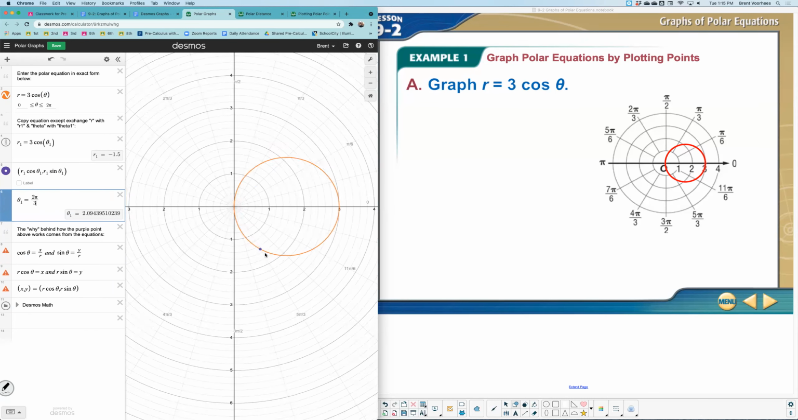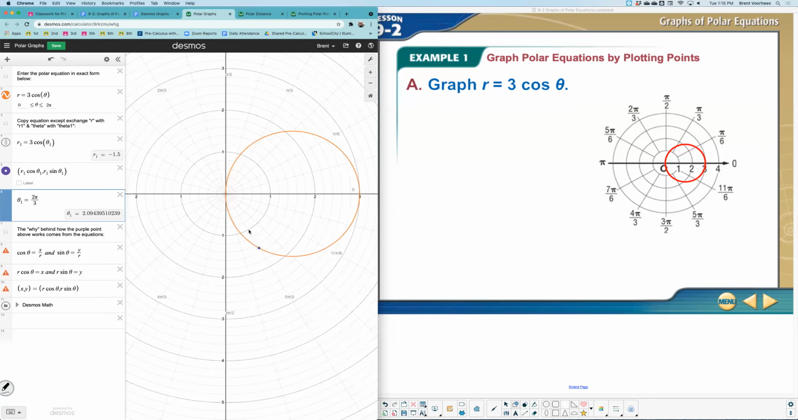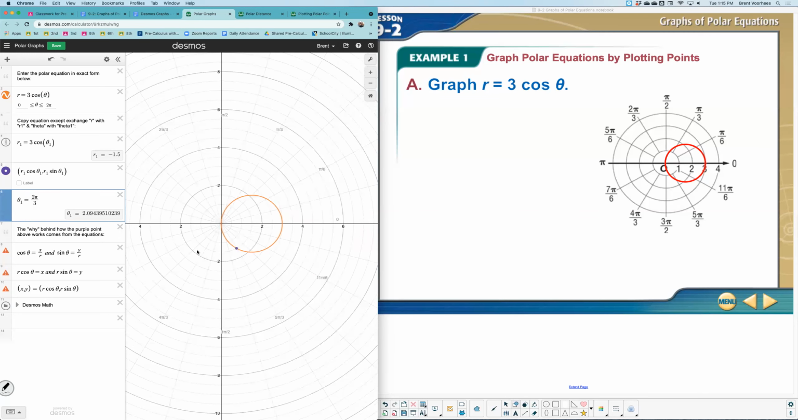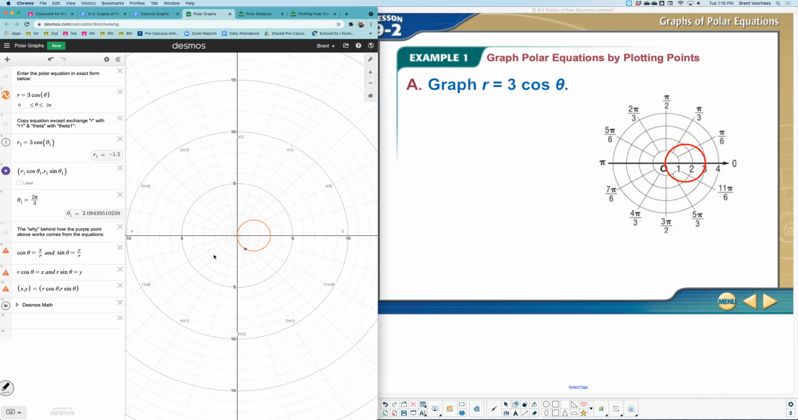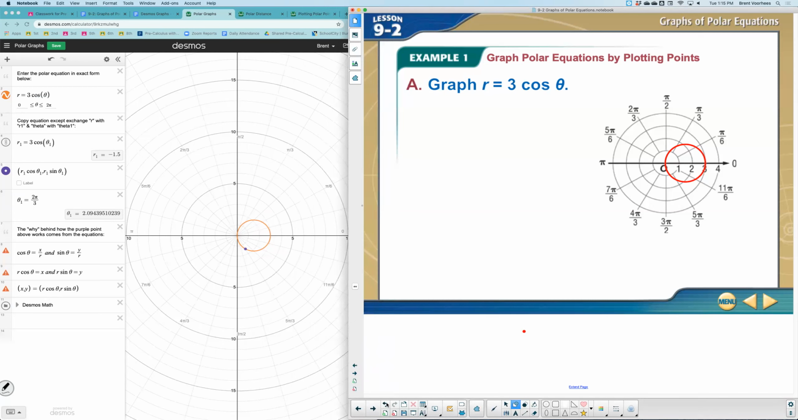If I zoom in, you can see that's right at like 1.5. There's one circle. Here's 2 circles. It's right in the middle of it. So that's kind of how polar graphs work. They're very interesting to see and to play out. All right, back to our notebook file here.